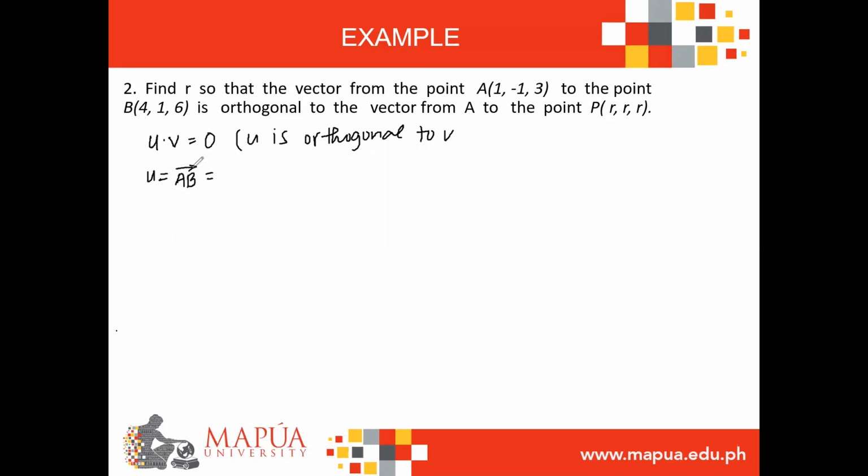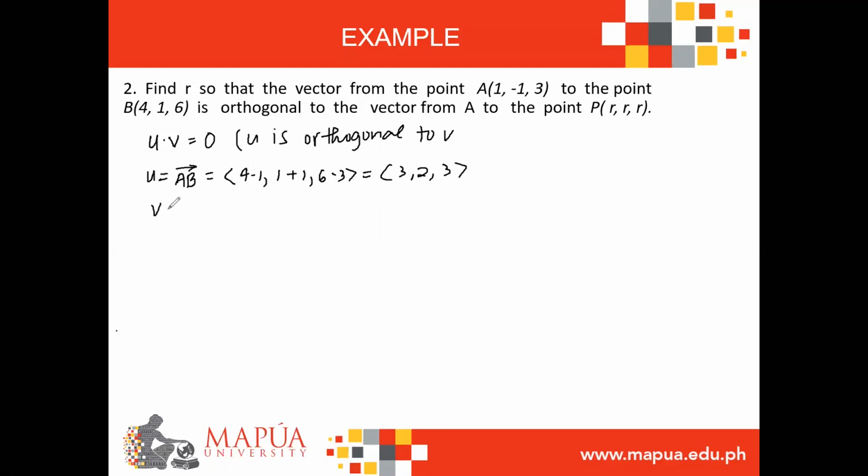And we can define the components of your vector AB or vector u by getting the difference of the components, terminal coordinates minus the initial coordinates. We have this as the terminal point, and the initial point is point A. So we have 4 minus 1, 1 minus negative 1, that's 1 plus 1, then 6 minus 3, and the result is 3, 2, 3.